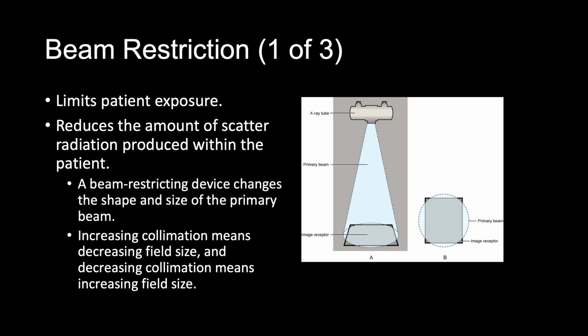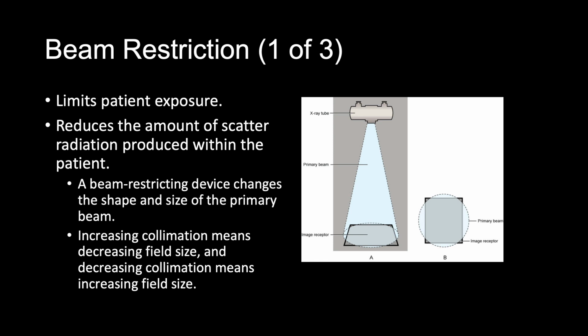So let's say we put our field size at 14 by 17 for a chest x-ray, and we're not collimating. That means we're decreasing our collimation, and that means that the field size is increased or staying at 14 by 17. Now, if we have a field size of 14 by 17, but we have a small patient or a pediatric patient, we want to increase our collimation to decrease the field size because the patient is small or a pediatric, and we don't need to use the 14 by 17.